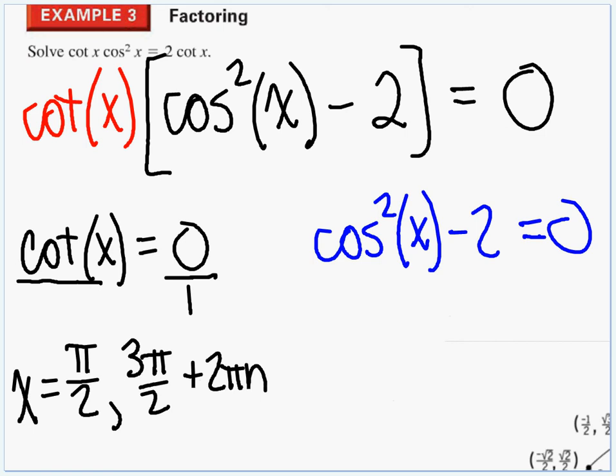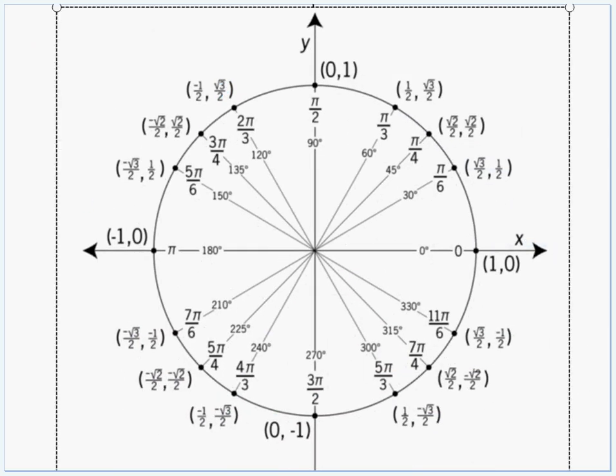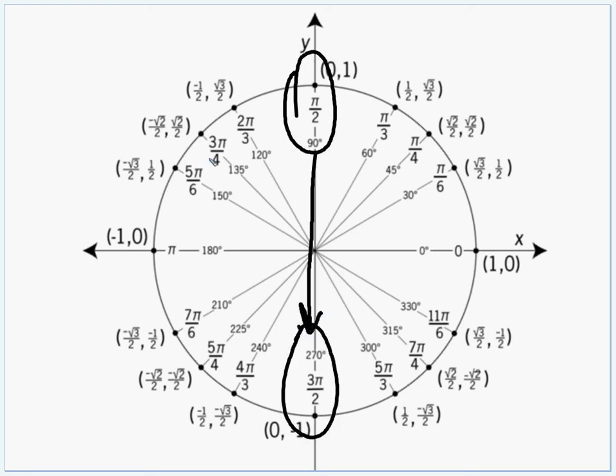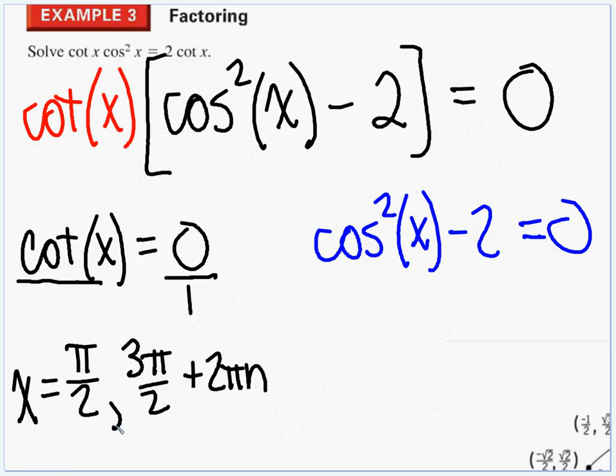But remember, let me make a new slide here and drop a unit circle on it. Remember, if answers are directly across, they can be combined. That always occurs when you have a cos squared or a sine squared and you have to square root. But in this case, pi over 2 is directly across from 3 pi over 2. So these two can be combined. We can just make it the lower of the two, the half pi, plus not 2 pi n, but 1 pi n. So here we've set our first factor equal to 0 and got some solutions.